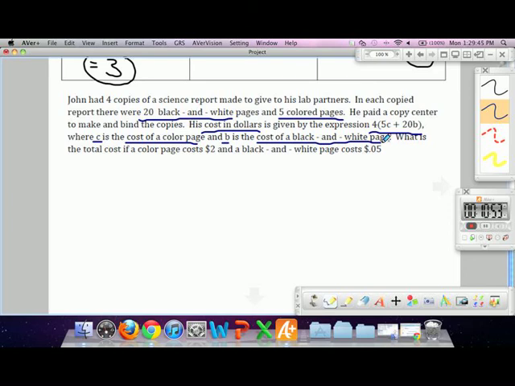So how can we do that? Well, what's an expression? What represents the total cost? It's actually told to you, an expression for what represents the total cost. What's a formula? What's an expression? 4 times 5C plus 20B.